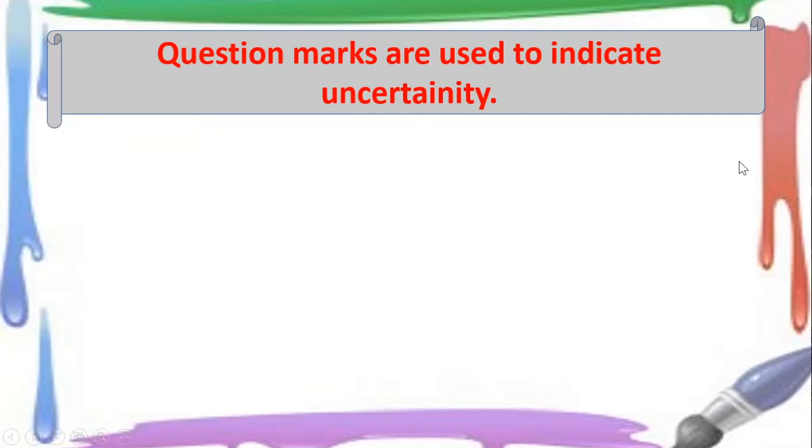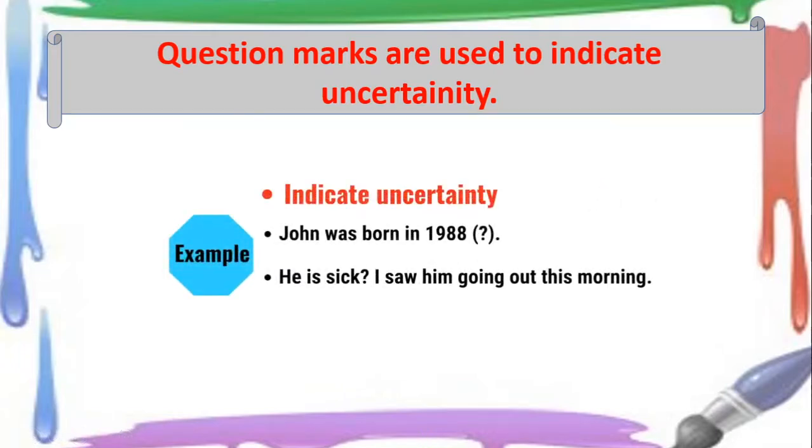Question marks are used to indicate uncertainty. When you don't know whether something is real or not, when you don't know whether it is a fact, you are a little doubtful, you use a question mark. See, "John was born in 1988?" It's a question mark. I'm not sure when John was born. "He is sick?" So you are not sure that he is sick. Why are you not sure? Because I saw him going out this morning. So you are not able to believe that he is sick. So you're saying he is sick, but I saw him going out this morning. Okay. So question marks are used to indicate uncertainty.